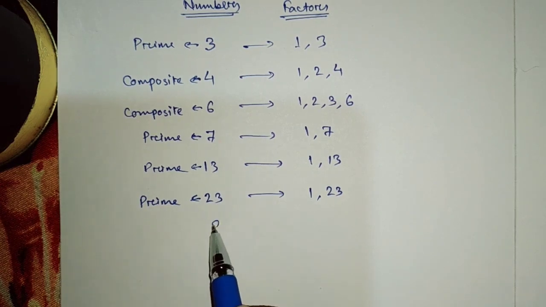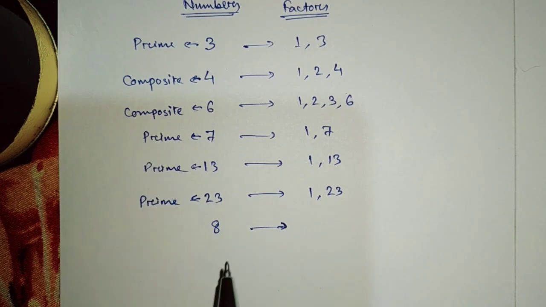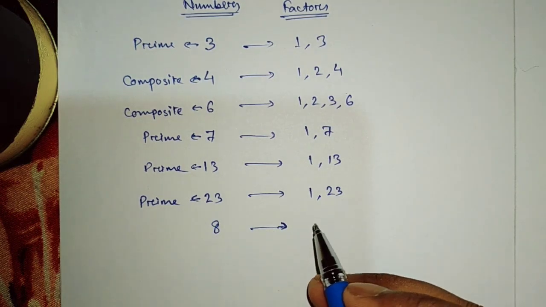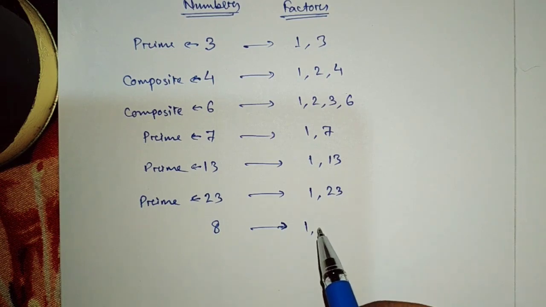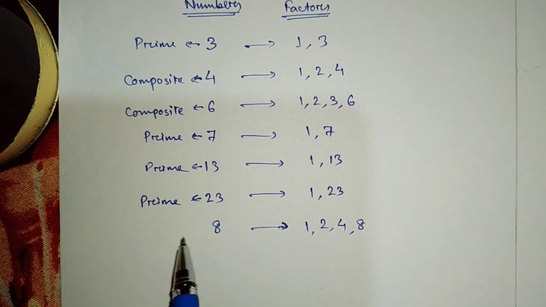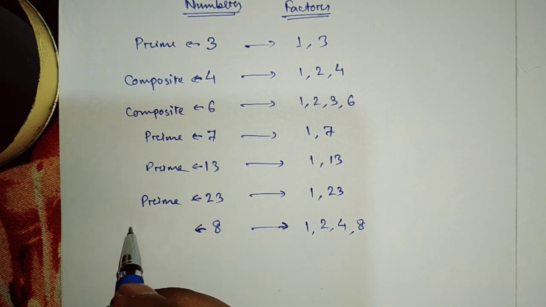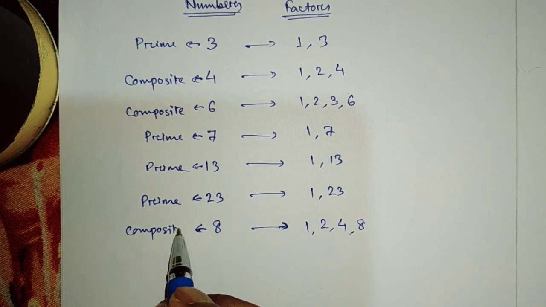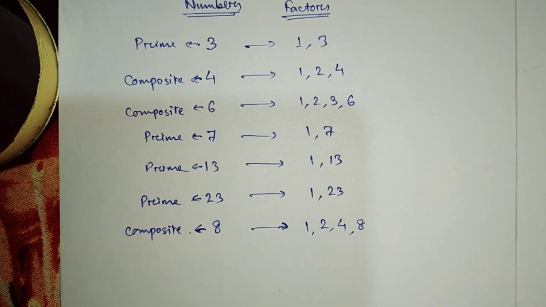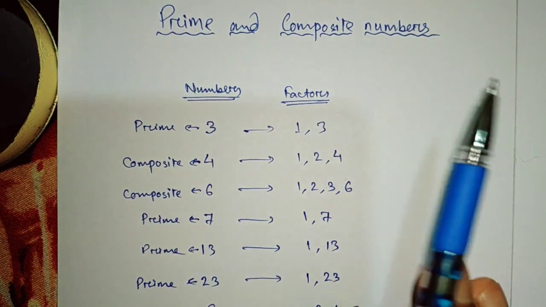If you talk about 8, can you tell me, is 8 a prime number or a composite number? Since 8 has more than 2 factors, 1 will be there, 2 is also a factor, 4 is also a factor, and 8 is also a factor. So is 8 a prime number or a composite number? Yes, composite number. So this was our concept about prime numbers and composite numbers.